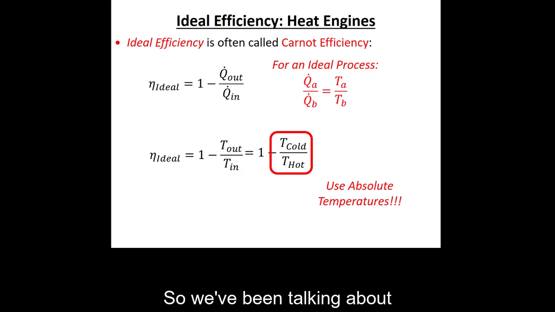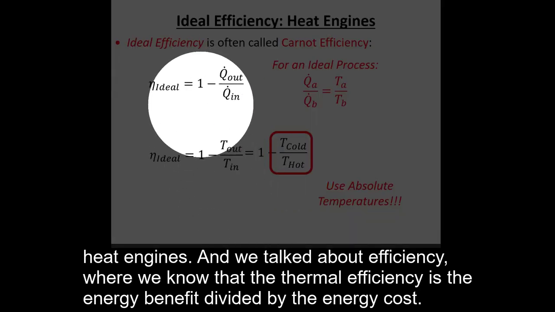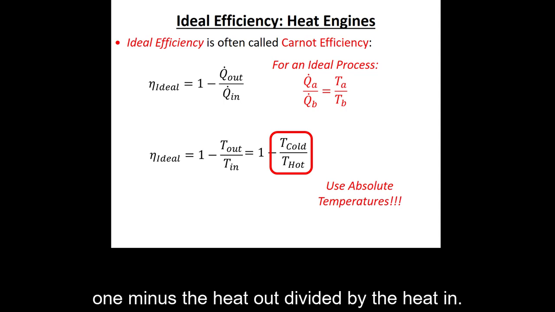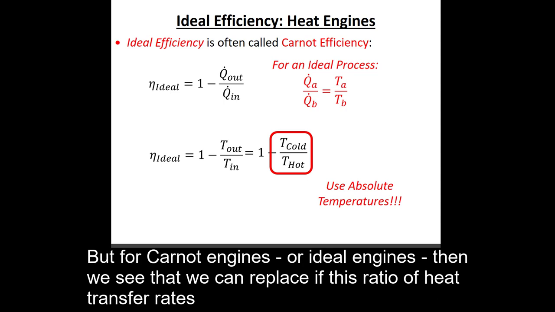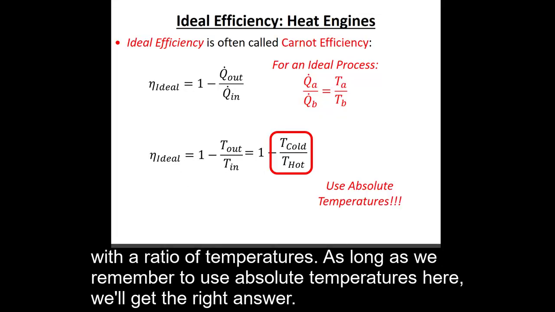So we've been talking about heat engines, and we talked about efficiency, where we know that the thermal efficiency is the energy benefit divided by the energy cost. That's going to be the net power divided by the heat in, or if we do some manipulation, 1 minus the heat out divided by the heat in. But for Carnot engines or ideal engines, we can replace this ratio of heat transfer rates with a ratio of temperatures, as long as we remember to use absolute temperatures here, we'll get the right answer.